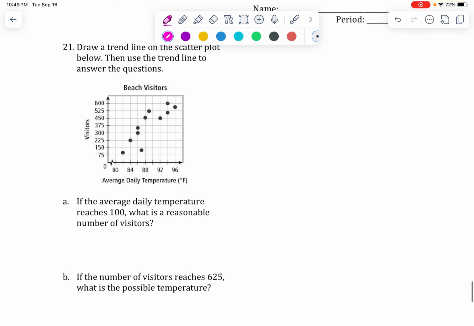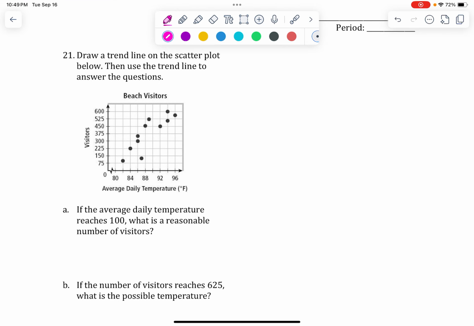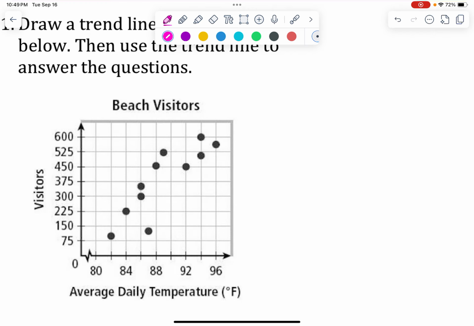All right, the last one, draw a trend line on the scatter plot below and then use it to answer the questions. Okay, so this is very much a star question, right? And so they're wanting you to just do all the estimation on your own, okay?